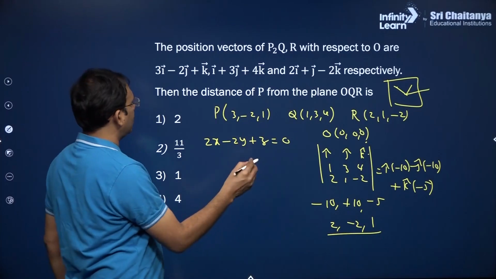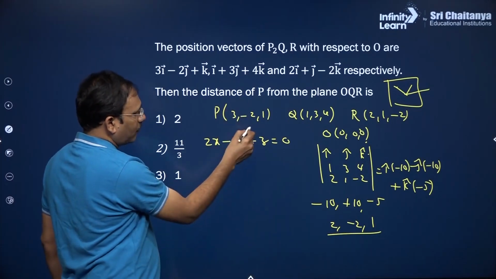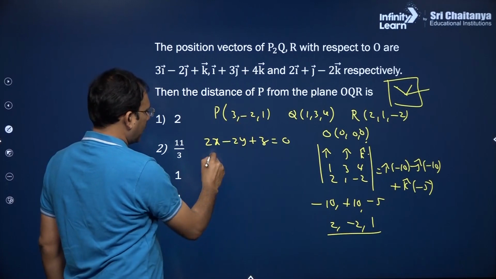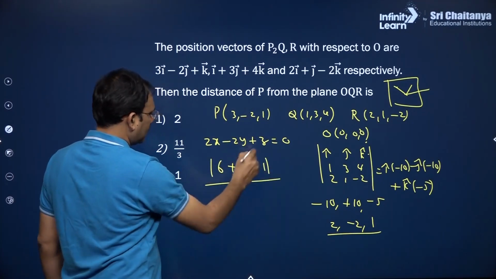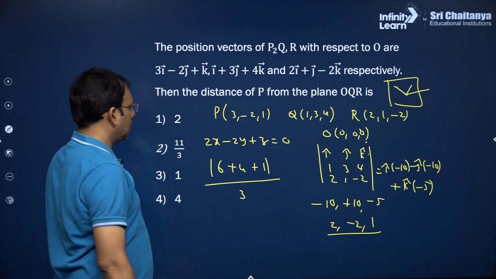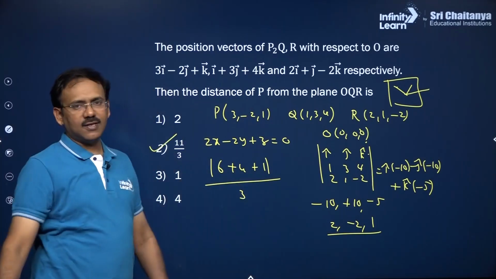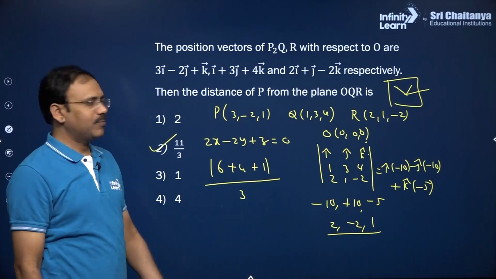Once you find the plane equation, the distance of P from the plane, so P is this point, 6 plus 4 plus 1, 11 by, this is 3. So, 11 by 3 is the perpendicular distance. That solves it, a standard and simple procedure.